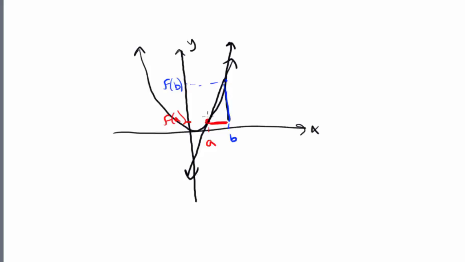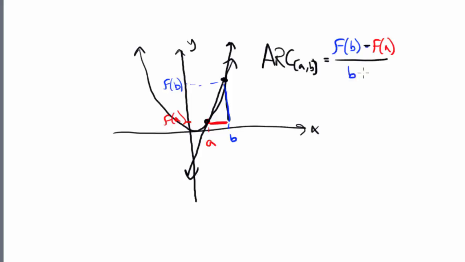We can say it's as if it was a line between points A and B, and so we can use our slope formula, which is now our average rate of change formula, and say that the average rate of change between this point and this point is nothing more than f of b minus f of a over b minus a, which is nothing more than change in y over change in x. Okay, so let's take a look at an example.